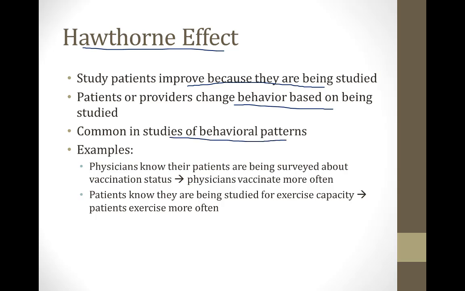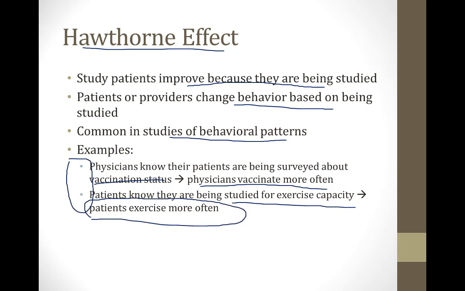For example, if physicians know their patients are being surveyed about their vaccination status, the physicians may vaccinate more often because they don't want the results to show that they weren't doing a good job of vaccinating. Another example is patients who know they're being studied for how much they exercise. They may exercise more often. And these are both examples of the Hawthorne effect.